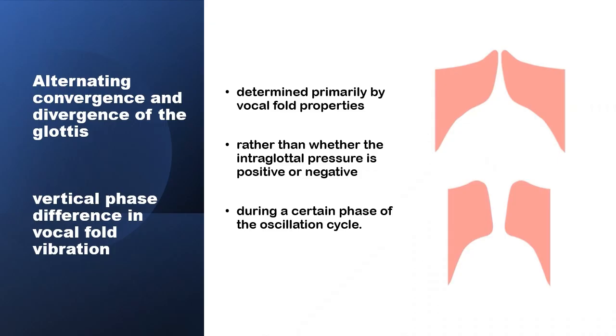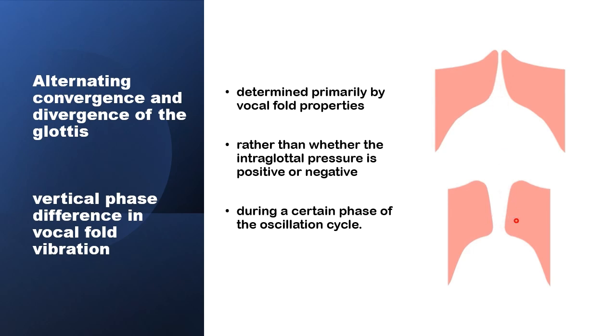The second proposed mechanism to explain the self-sustained oscillation is this: the alternating convergence and divergence of the glottis due to the vertical phase difference in the vocal fold vibration. The lower end of the vocal fold medial part always leads the upper end, either during the opening phase or during the closing phase. There's always a phase difference between the lower and the upper end, and this creates enough asymmetry in the intraglottal pressure to drive the vocal folds widely apart during the opening phase and closer together during the closing phase.